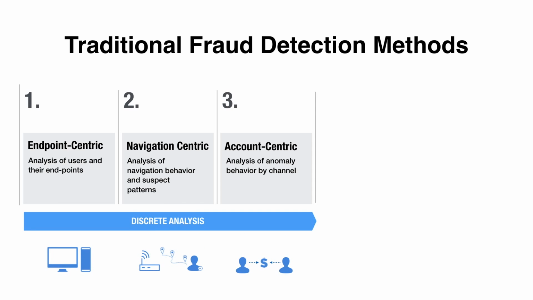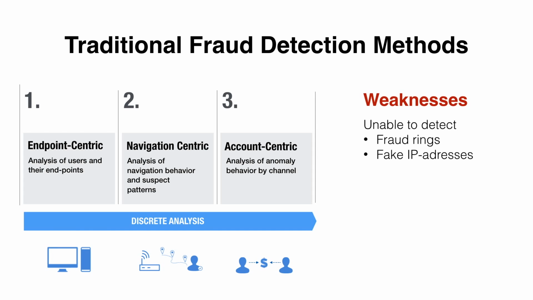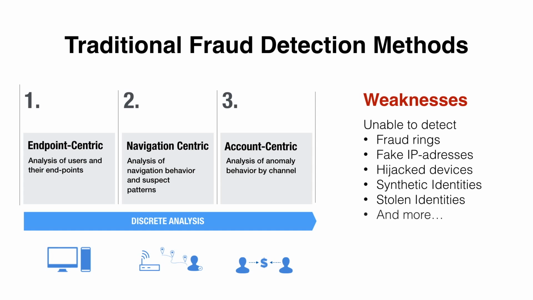What all these methods are examples of is discrete analysis, which is very effective if you know what to look for. The weaknesses, though, are that discrete analysis does a poor job when you want to detect fraud rings, for example, when someone is using a fake IP address, when you're dealing with hijacked devices or synthetic identities or stolen identities, etc. The challenge with systems that focus on discrete analysis for fraud detection is their inability to detect fraud rings or synthetic identities, as this requires additional context.